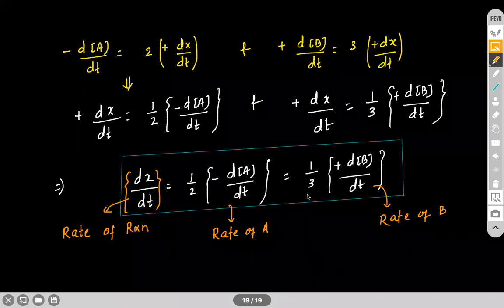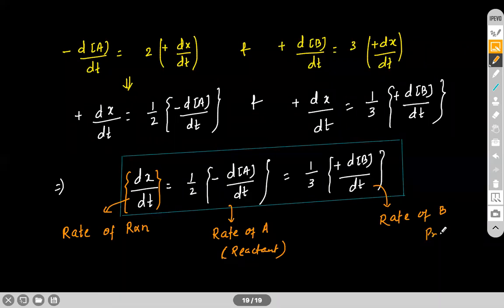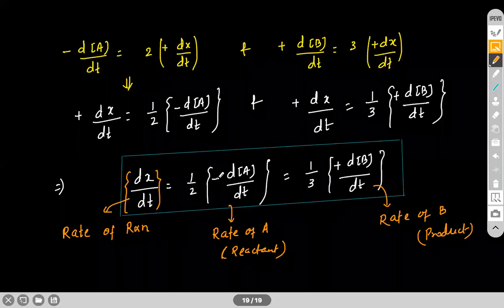Now, is it clear? dx by dt is the rate of reaction. Minus of dA by dt is the rate of A. Plus of dB by dt is the rate of B. Rate of A is what? A is the reactant. B is the product. So the reactant rate we write with a negative sign, the product with a positive. Did you understand this? Yes, sir. Correct?